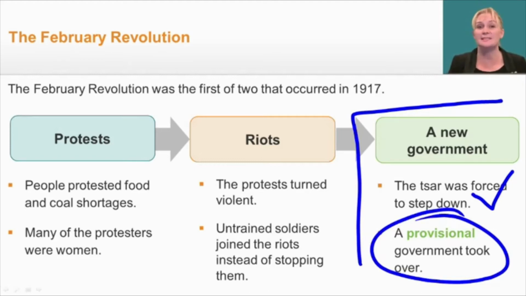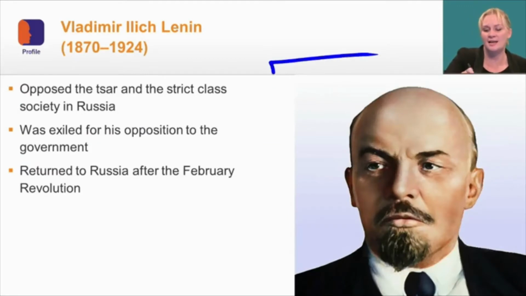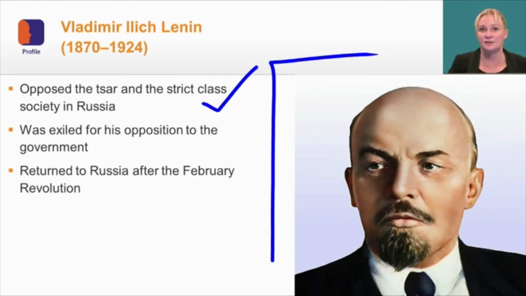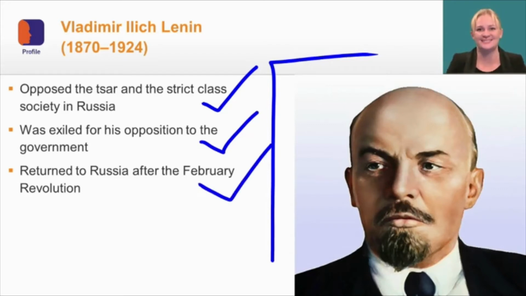But not everyone was happy with this provisional government, and one of the least satisfied people was this man. This is Vladimir Ilyich Lenin, and he opposed the Tsar and the strict class society in Russia. When I say class society, I'm talking about that difference between those very wealthy, privileged classes and the poor people, the farmers. And he was exiled for his opposition to the government. However, after the Tsar stepped down, he returned to Russia after the February Revolution.